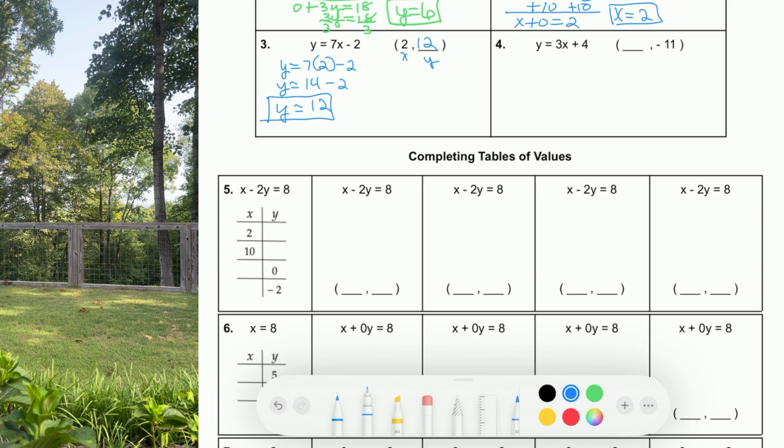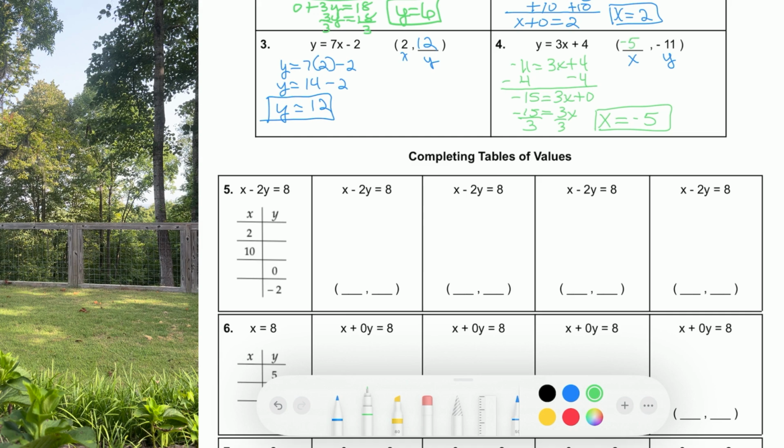Number 4, we have our y, but we're looking for our x. We have y equals 3x plus 4. So I know my y this time. I'm going to say -11 equals 3x plus 4. Subtract 4 from both sides. I get -15 equals 3x plus 0, which is -15 equals 3x. Divide both sides by 3, and I get x equals -5. I'm going to put -5 in my blank.